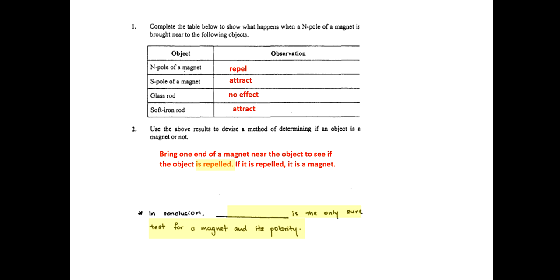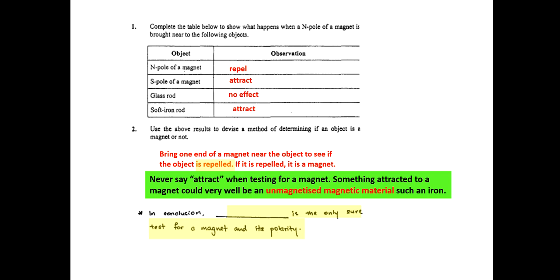However, if it can be repelled, that means that object also has poles, and the like poles facing the magnet have caused the object to be repelled. Therefore, that tells me that the object being repelled has poles, and only a magnet has poles. So that is my conclusion, the last statement there. So never say attract. You can write this statement in to remind yourself when testing for a magnet.